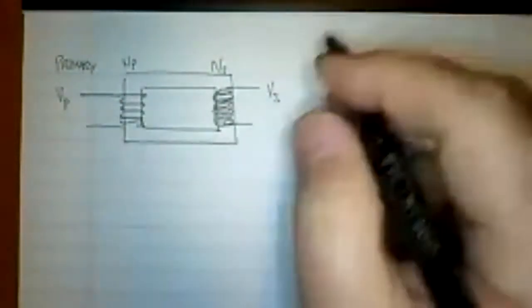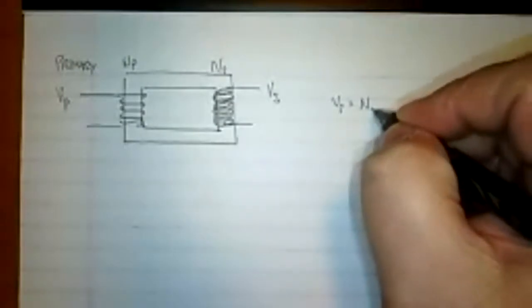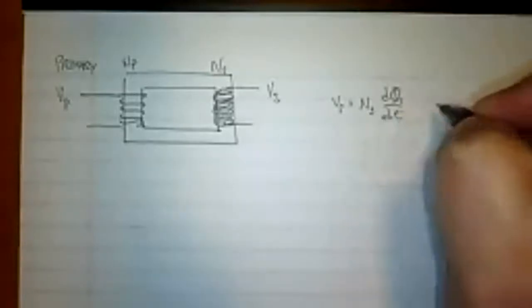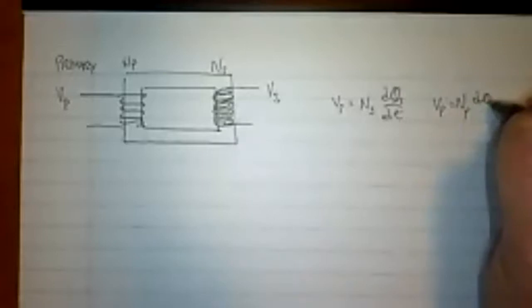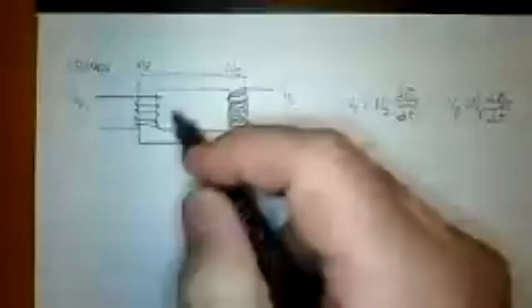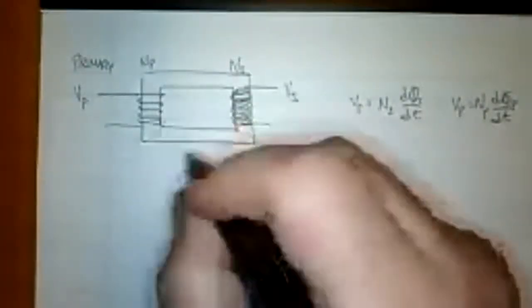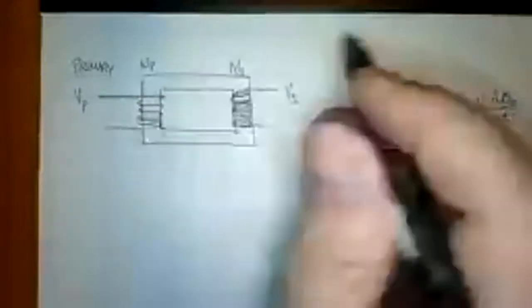Well, we know, for instance, that VS is equal to NS times dΦS over dt. And we know that V primary is equal to N primary times dΦ primary over dt. Now, we make this out of iron because iron holds the magnetic field inside it very well. They'll even make it in fine little plates and bond them all together, specifically so you don't get a bunch of eddy currents losing your energy.